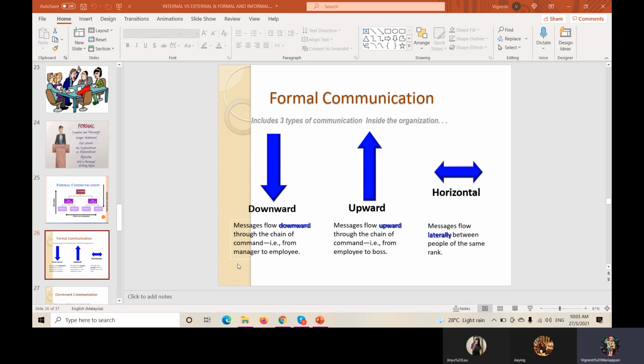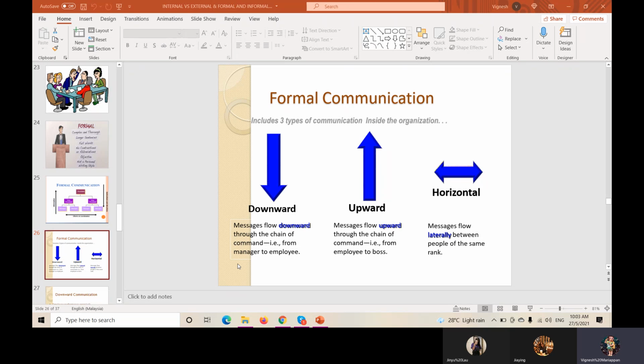That means the employee talks to the employee. Their communication is within the employees. The manager, their communication is within the managers. It's only between people of the same rank. So the vice president will talk to the vice presidents. So it's not going beyond that. Understand or not? So we have three types of formal communication.